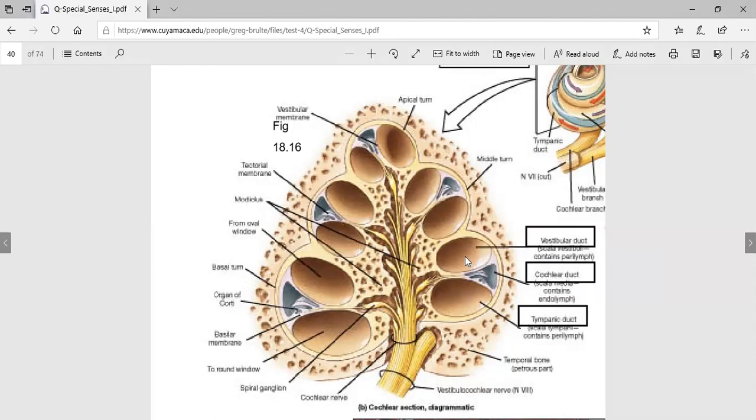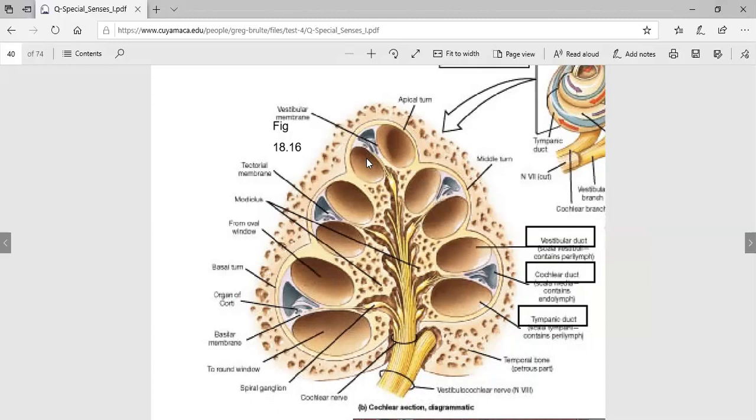I could ask, what's the space A? You'd say vestibular duct. What kind of fluid is inside of it? Perilymph. What's the space B? Cochlear duct. What kind of fluid is in there? Endolymph. What is this duct? Tympanic duct. What kind of fluid is in it? Perilymph. You have to realize this duct and this duct are connected up top.